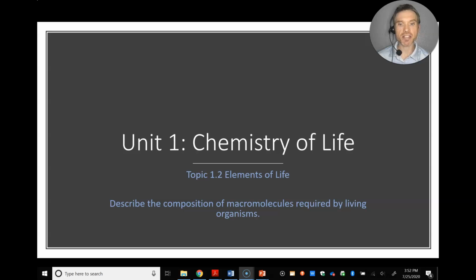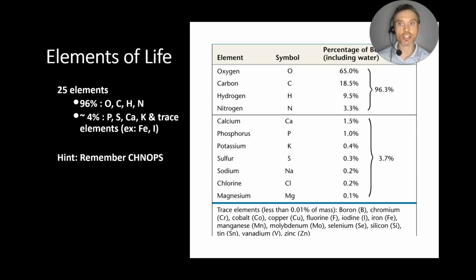In this video, I will discuss topic 1.2, the elements of life. Of all the elements found in nature, only about 25 elements are essential for life. Of those 25, oxygen, carbon, hydrogen, and nitrogen make up about 95% of what you are made up of. The other 4% include phosphorus, sulfur, calcium, potassium, and then some of the other trace elements. You may remember from your earlier years the term CHOMPS: carbon, hydrogen, nitrogen, oxygen, phosphorus, and sulfur.